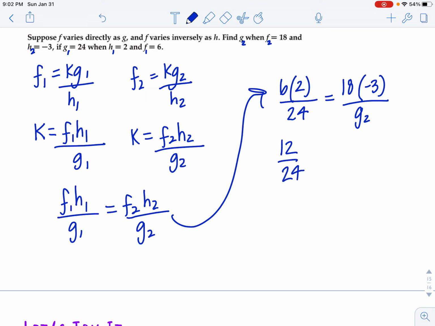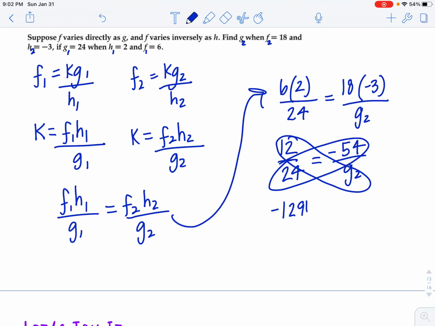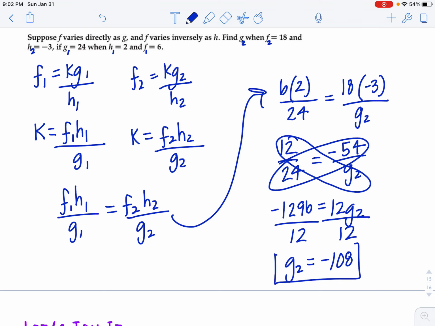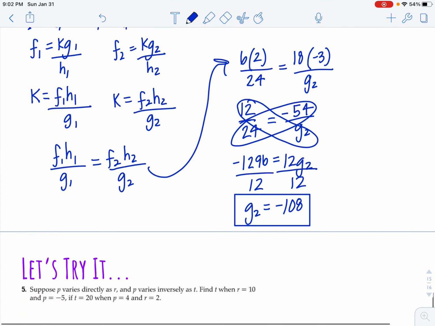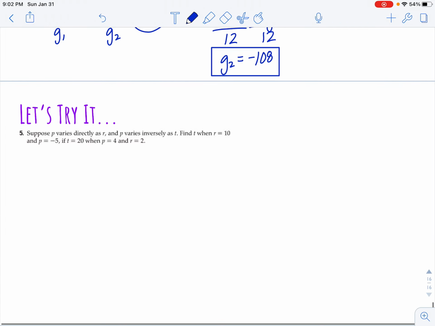So we have 12 over 24 equals -54 over g2. Cross multiply, and you would get -1296 equals 12g2. Divide by 12, and your g2 is equal to -108. So now I'd like you to try number 5 on your own, and that's it for today.